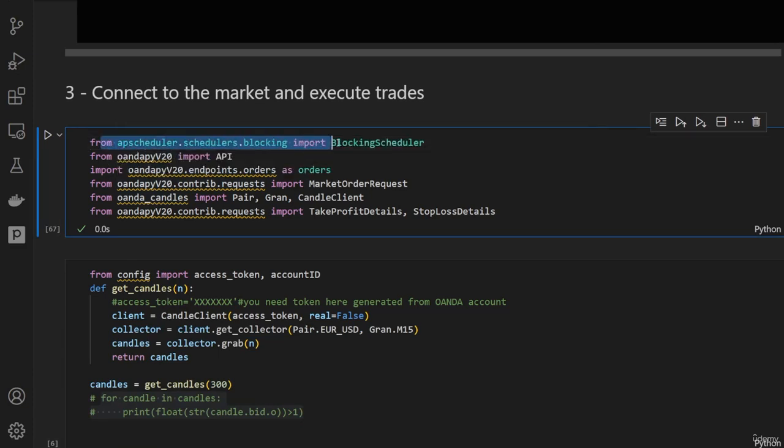We need a scheduler to schedule the jobs at specific times of the day. We need the oandapyV20, the API. We need the orders. We need the market order request. We need the pair, gran, and candle client from oanda_candles. And we need take profit details and stop loss details.